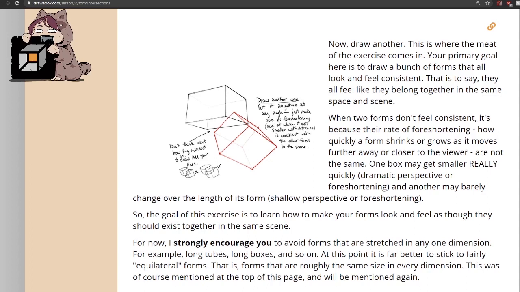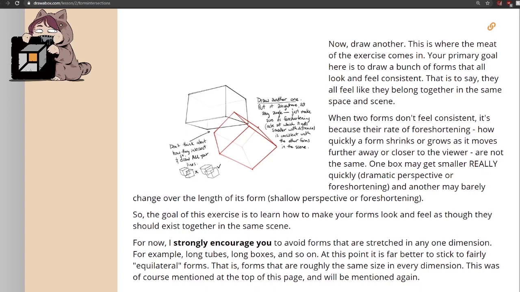When two forms don't feel consistent, it's because their rate of foreshortening, how quickly a form shrinks or grows as it moves further away or closer to the viewer, are not really the same. One box may get smaller really quickly, dramatic perspective or foreshortening, and another may barely change over the length of its form, shallow perspective or foreshortening. So the goal of this exercise is to learn how to make your forms look and feel as though they should exist together in the same scene.